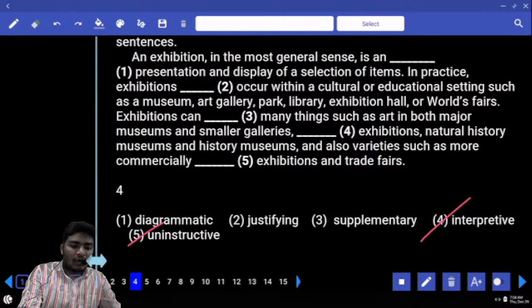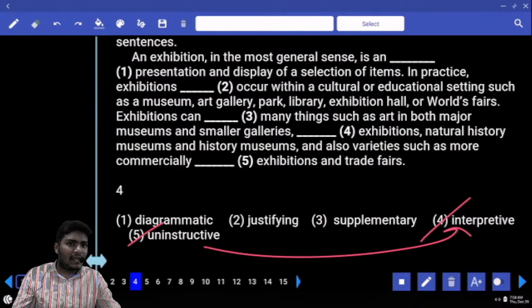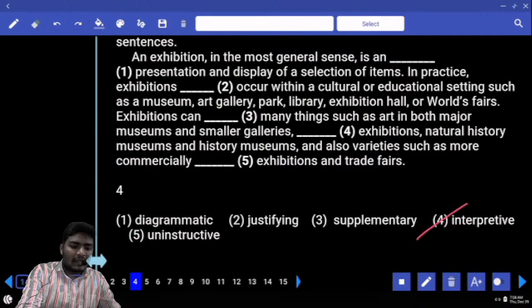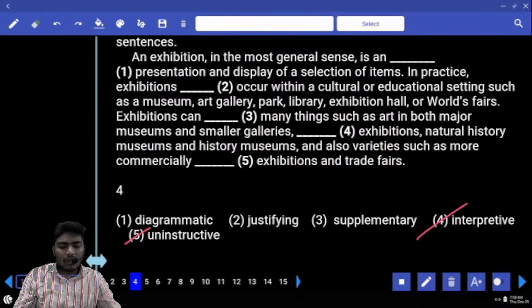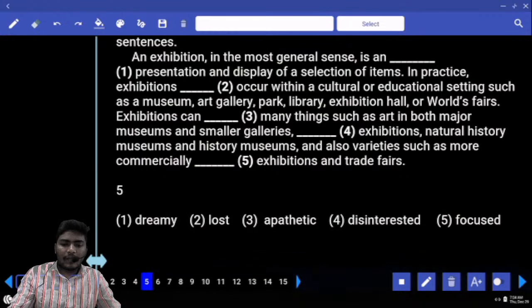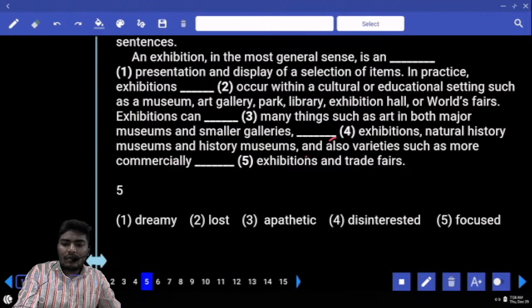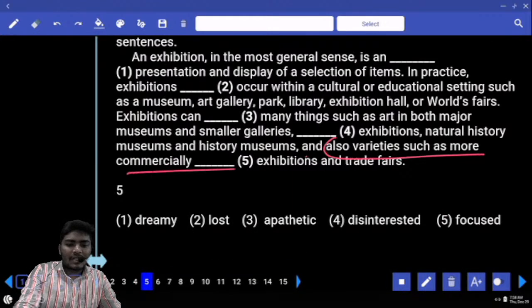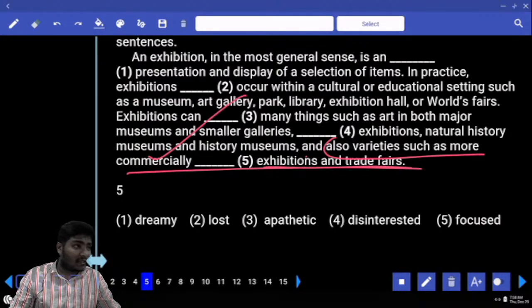Your answer can be 4 or 5. These 2 are in a way synonyms, right? So we cannot eliminate that. Go for 4 or go for 5. Both are fine. Move to 5. And also varieties such as more commercially dash exhibitions. We are speaking about commercially dash exhibitions such as trade fairs.